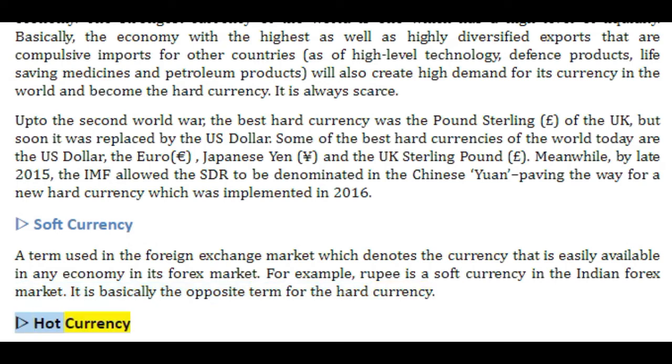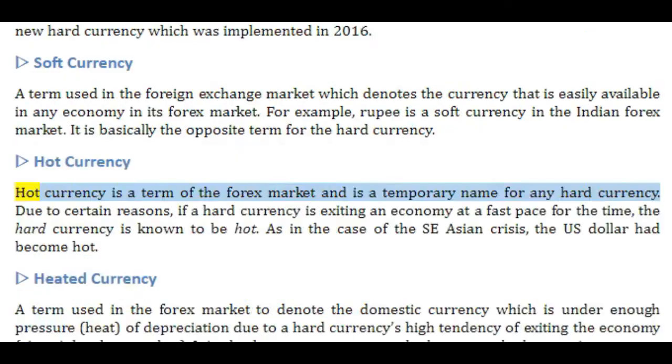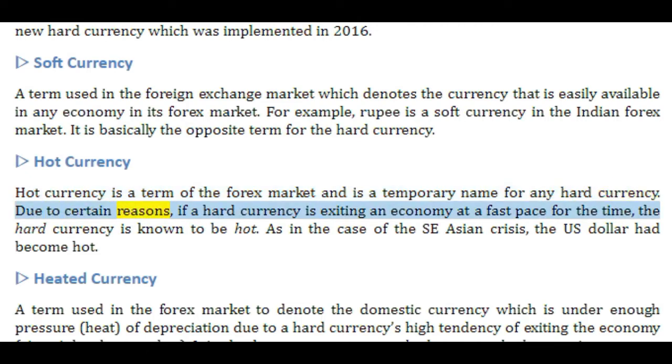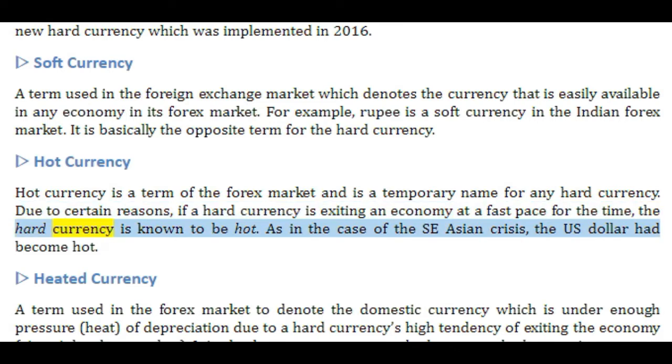Hot currency. Hot currency is a term of the forex market and is a temporary name for any hard currency. Due to certain reasons, if a hard currency is exiting an economy at a fast pace for the time, the hard currency is known to be hot. As in the case of the Asian crisis, the US dollar had become hot.